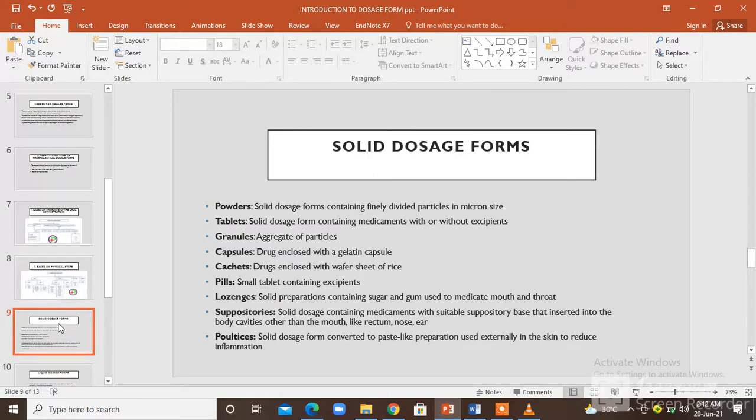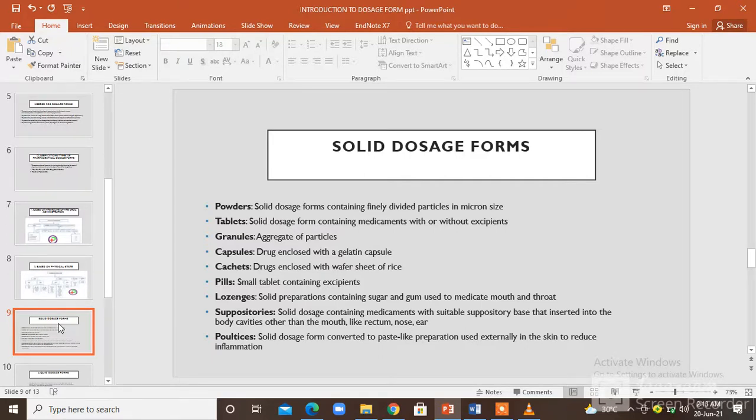And the capsules are the drugs that are enclosed in a gelatin capsule shell, and the cachets are the drugs that are enclosed with the water sheets of rice. Pills are the small tablets that contain the excipients, and the lozenges are the solid preparations that contain the sugar and the gum used to medicate the mouth and the throat. And the suppositories are the solid dosage form that contain the medication with suitable suppository base that are intended to be inserted into the body cavity other than the mouth, like rectum, nose, ear, etc.